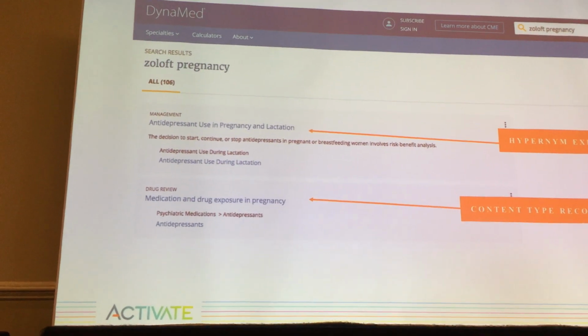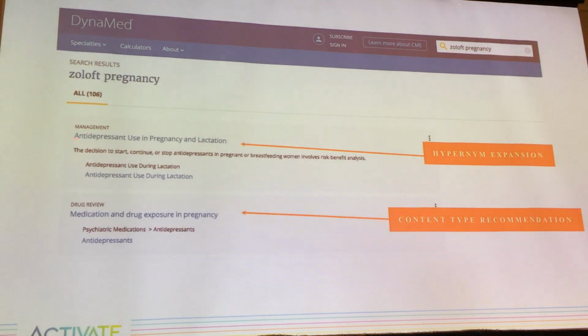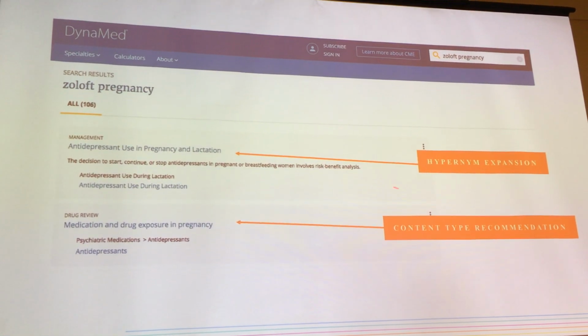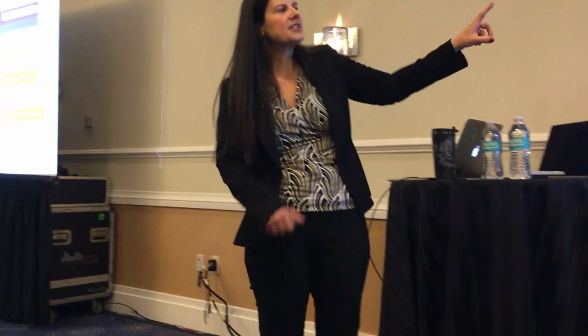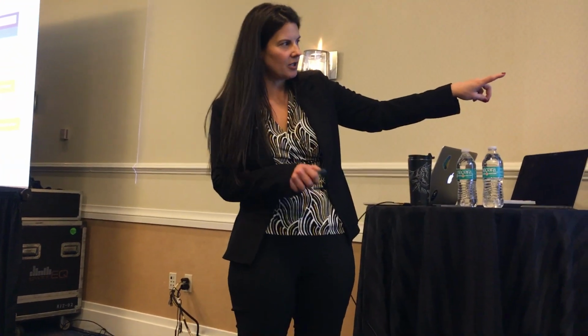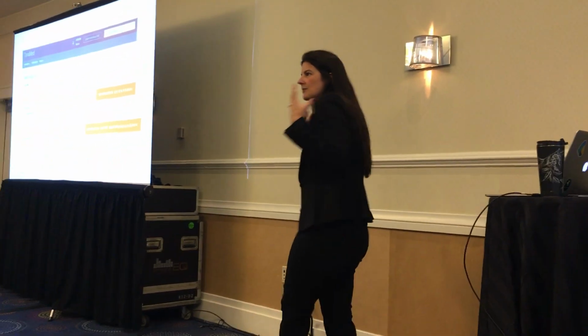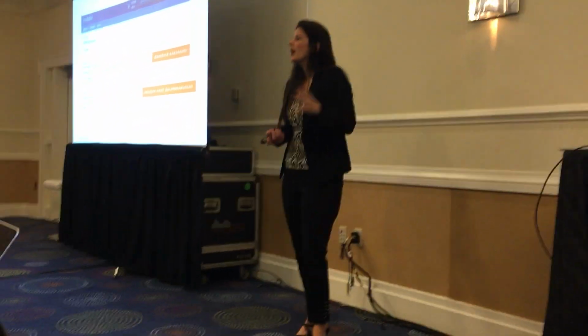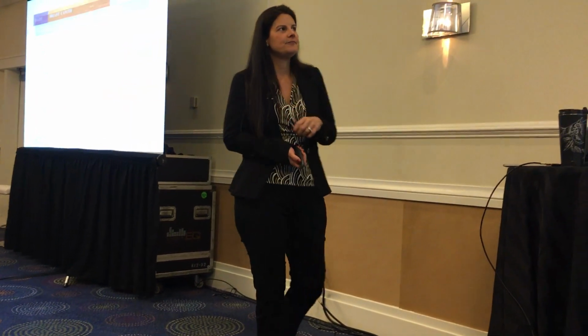So let's go ahead and look at the results on Dynamed. So here I have the exact hit that I've been looking for. This is a result of that hypernym expansion. Antidepressant use in pregnancy and lactation. I also have here the result of a content type recommendation. So this again is the drug review. So because I was able to identify that they searched for a drug and boost that drug content, I also got a desired result there.